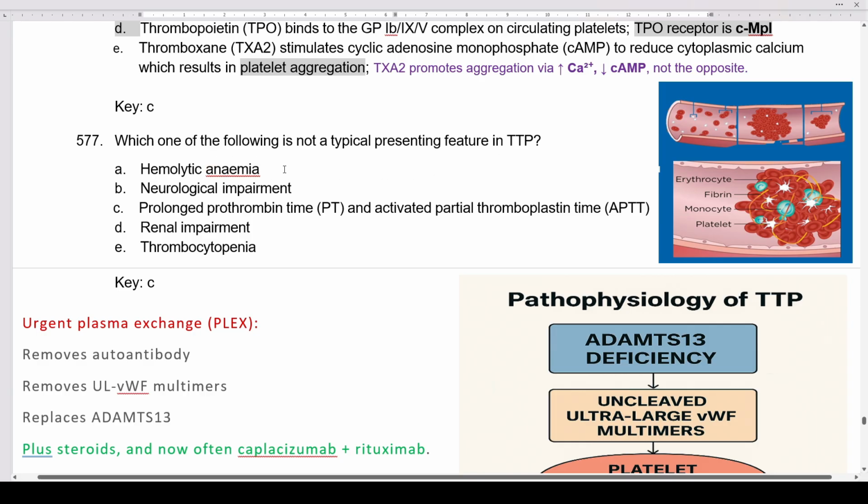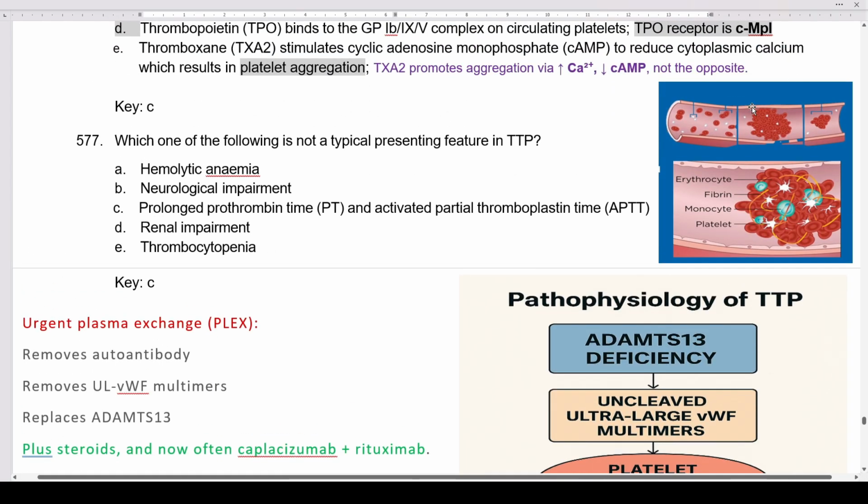So hemolytic anemia is a feature of TTP. Neurological impairment is a feature of TTP because there is formation of clots which go in the microvasculature, into the vessels of the brain, and cause hypoxia there, and that's why these patients have neurological impairment. Okay, so PT and APTT, they say it is prolonged, so this is wrong. In TTP, PT and APTT are normal. Okay, I will tell you why it is normal. Renal impairment, yes, it is associated with TTP, and thrombocytopenia is associated with TTP. So option C is the answer here.